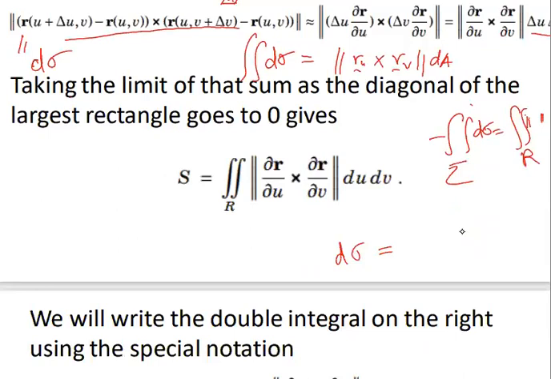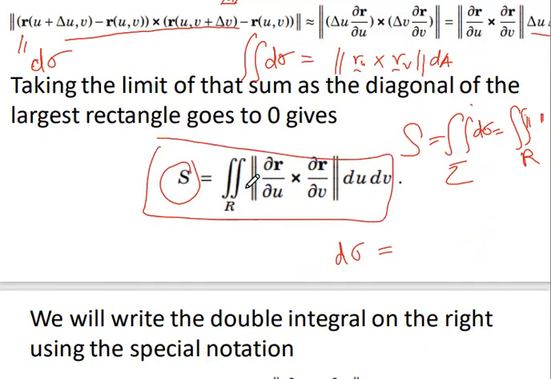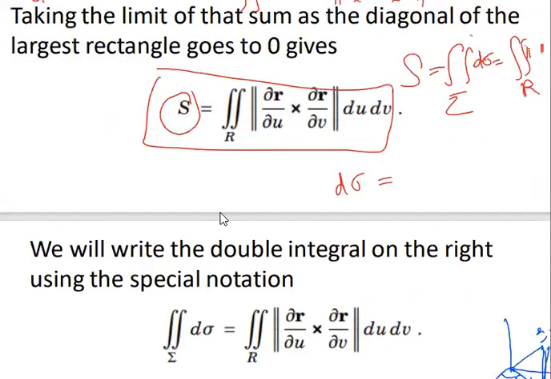So S is equal to the double integral of the magnitude of this cross product. This is the normal vector, and we consider the magnitude of that normal vector, times dA, where dA is du times dv. So this is the relation. Okay, make sense? Any questions?